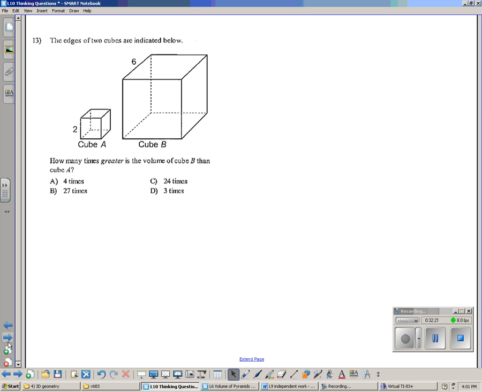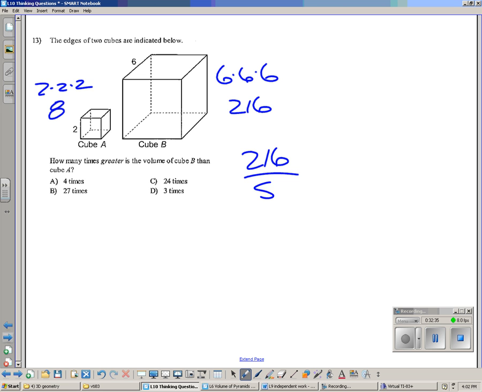13, the edges of two cubes are indicated below. How many times greater is the volume of cube B than cube A? Well, the volume of cube A would be 2 times 2 times 2, which is 8. The volume of cube B is 6 times 6 times 6, which is 216. And 216 divided by 8 is actually 27. So cube B is 27 times cube A.